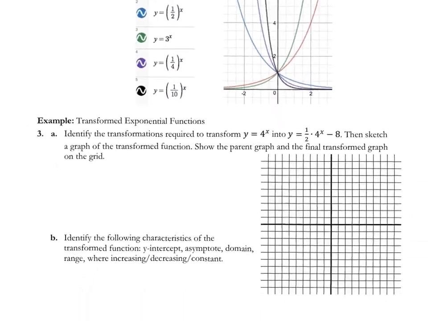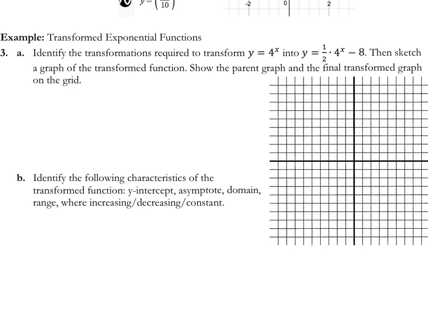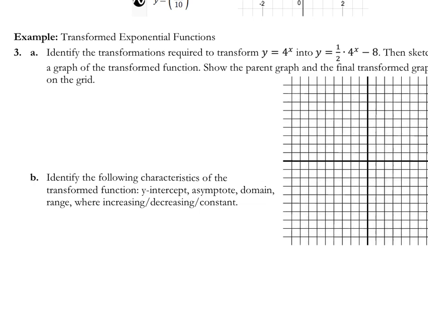So let's do a couple examples of transforming some exponential functions. In this one, it says to identify the transformations that are required to transform y equals 4 to the x into 1/2 times 4 to the x, minus 8. So this y equals 4 to the x is your parent function, and we want to transform it into this transformed function. I just want to think about what transformations we're doing. Then we want to sketch a graph of the transformed function. In order to do that, we're first going to graph the parent, and then we're going to transform it into this guy here.